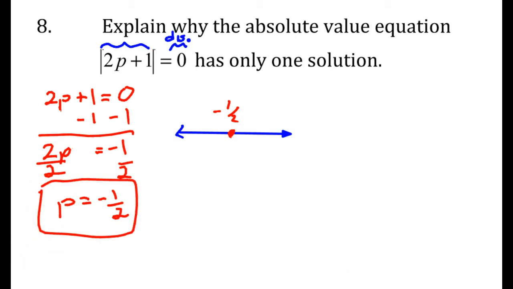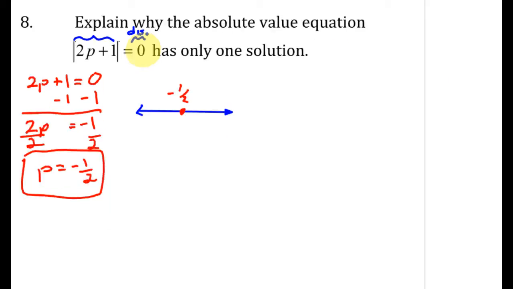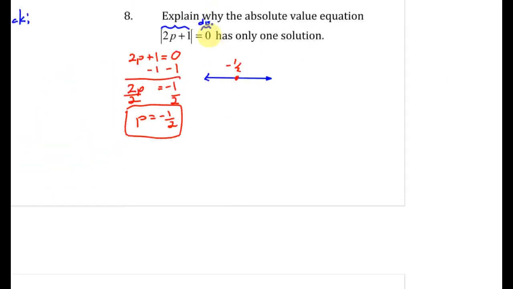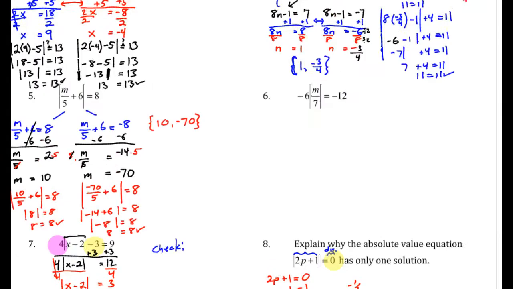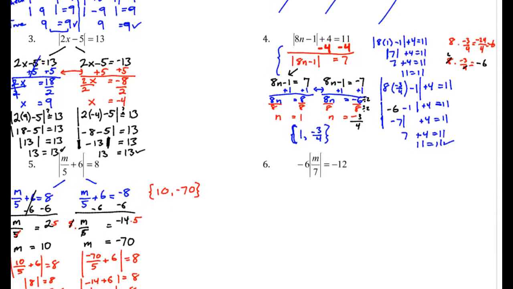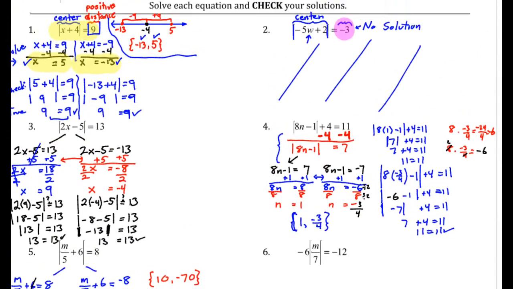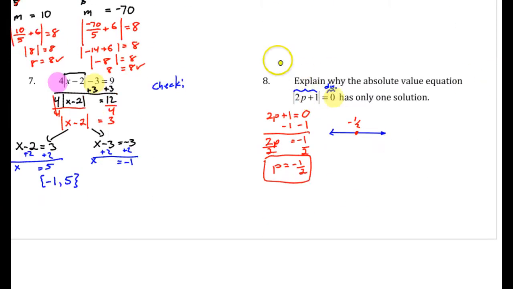So in summary, there are 3 possibilities, and it all depends on what the distance is equal to. Look at everything all together. Most of them were 2 solutions. But when this was a negative distance, there's no solution. And when it was 0, there's 1 solution.